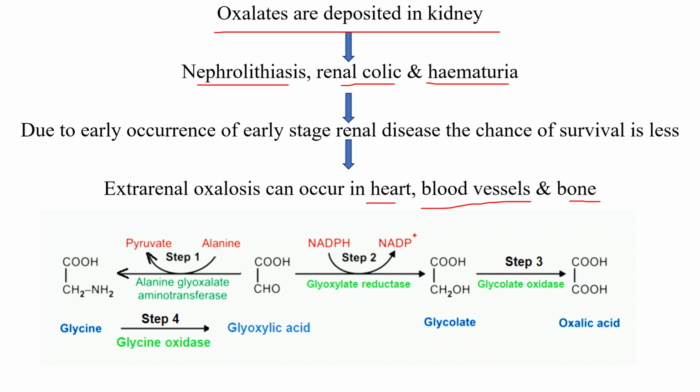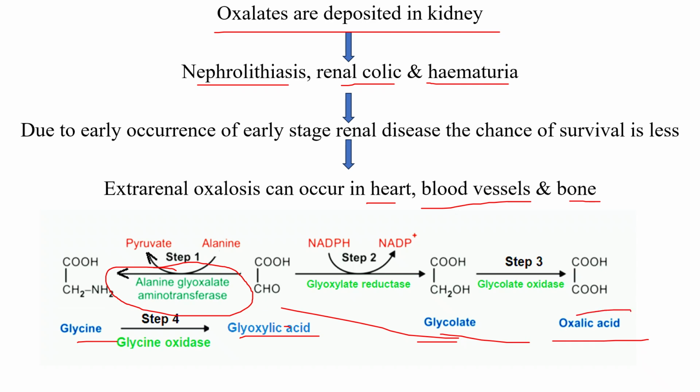You can see this is about the metabolism of glycine, with conversion to glyoxylic acid. Here glycine can be converted to glyoxylic acid. This glyoxylic acid can be converted to oxalic acid, and it can also be converted back to glycine. But what is happening here? This enzyme is deficient, as we have seen in the last slide. As this alanine glyoxylate aminotransferase is deficient, more glyoxylate and oxalic acid are formed. That is why oxalic acid will accumulate and lead to nephrolithiasis and urolithiasis.